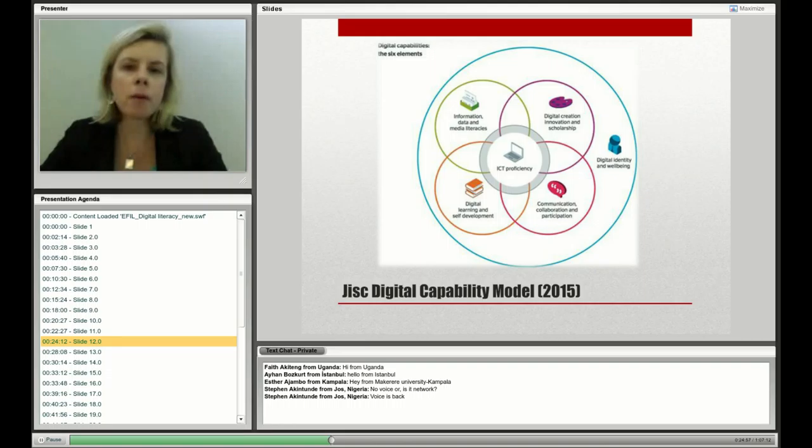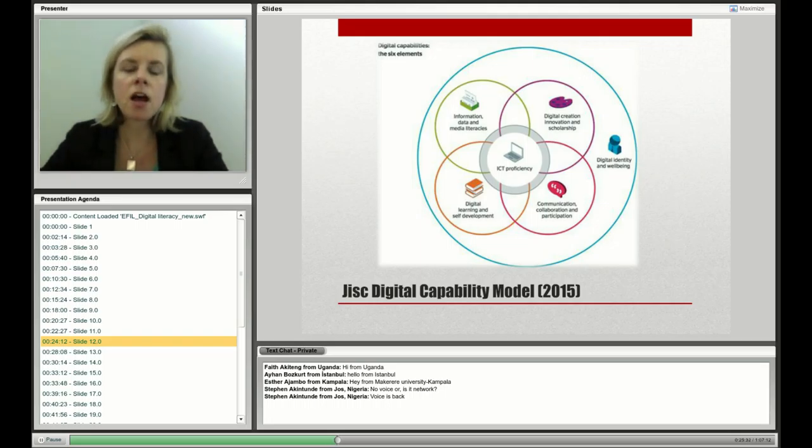So presumably, without those functional abilities, you'd struggle to build upon that and use tools effectively. But the four aspects, I'll go through them because I'm aware it's quite small. So we've got information, data and media literacies. We also have what they call digital learning and self-development. So that's an important aspect of digital capabilities in a higher education context, obviously.